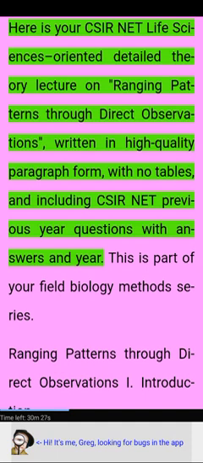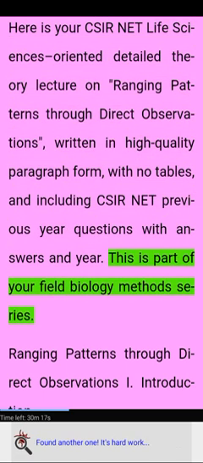Here is your CSIR NET life sciences oriented detailed theory lecture on ranging patterns through direct observations, written in high quality paragraph form, with no tables, and including CSIR NET previous year questions with answers in the end. This is part of your field biology methods series.